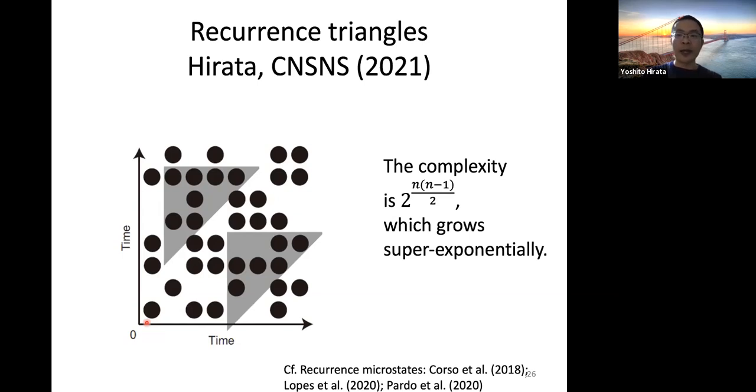Eventually I was inspired by the research of Corso et al. They consider the recurrence microstate, which is a square region of the recurrence plot. But I decided to cut down the lower right part, because the recurrence plot is symmetric with respect to the central diagonal line, and if we cut down the right bottom part, we can consider a larger motif. That's the reason why we consider the gray shaded area as a recurrence triangle.